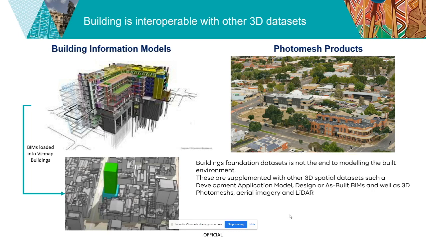Most common example is a development application model. In 3D software and digital twins, planners will be able to delete an existing LOD2 model and place in the new future state development application model. Also, like aerial photography and LiDAR, photomeshes will play a critical role in analyzing and visualizing in 3D.